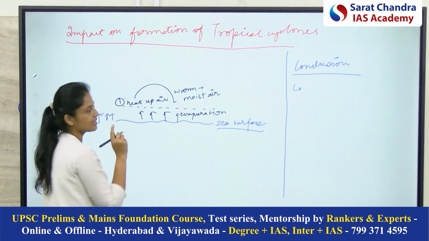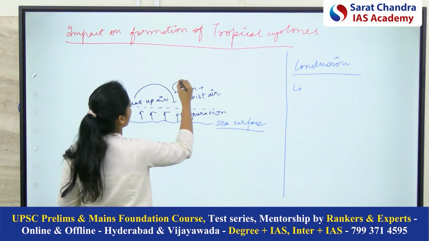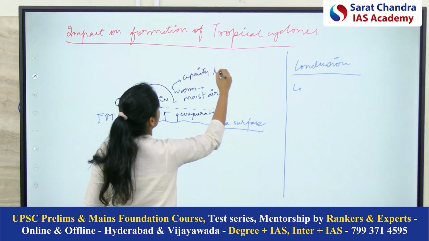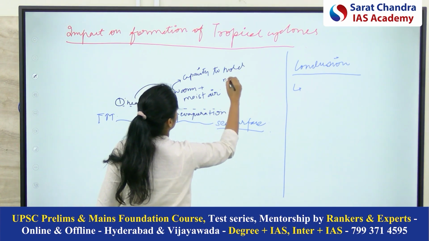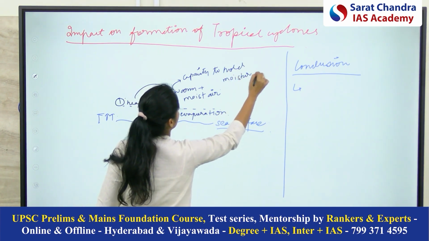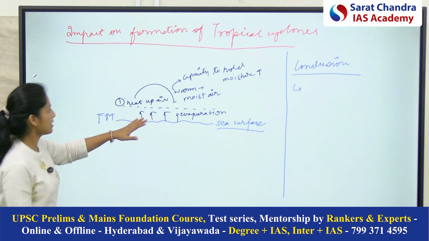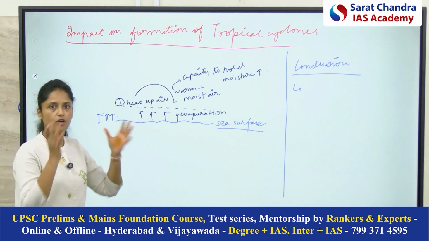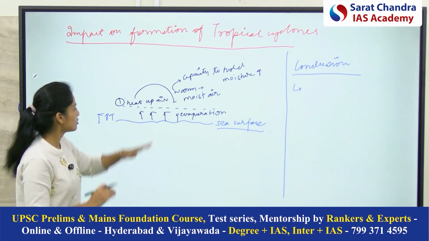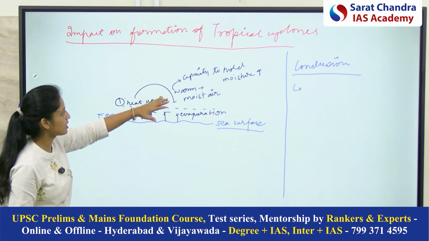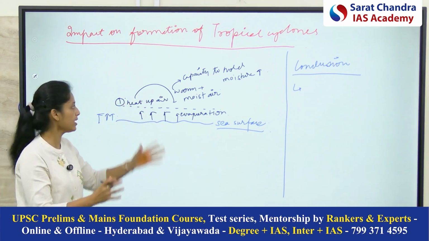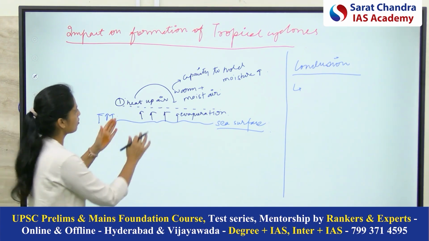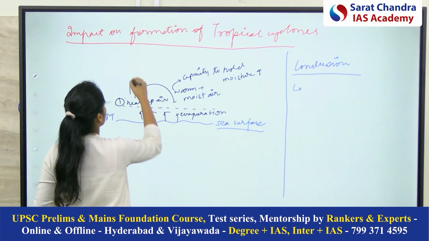And as the air becomes warm, its capacity to hold moisture also increases. So basically what is happening? Air is warm, now air is moist, and the capacity of air to hold moisture is also increased. So as there is a continuous supply of moisture and the capacity is very high, the parcel of air can carry more moisture. Okay. So now this warm and moist air will rise.